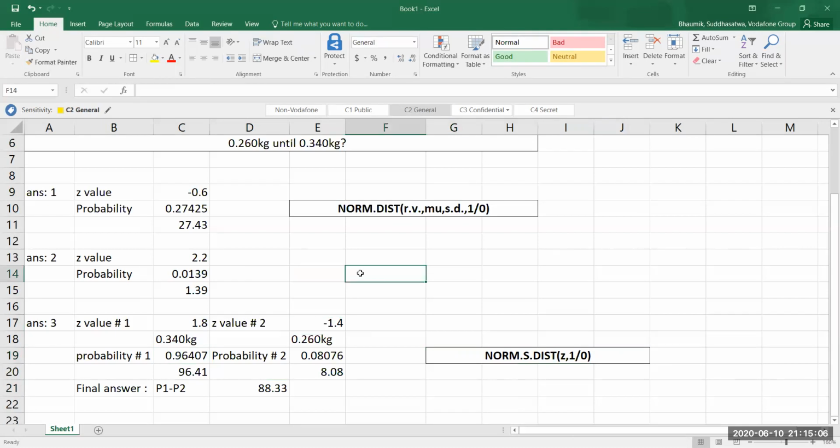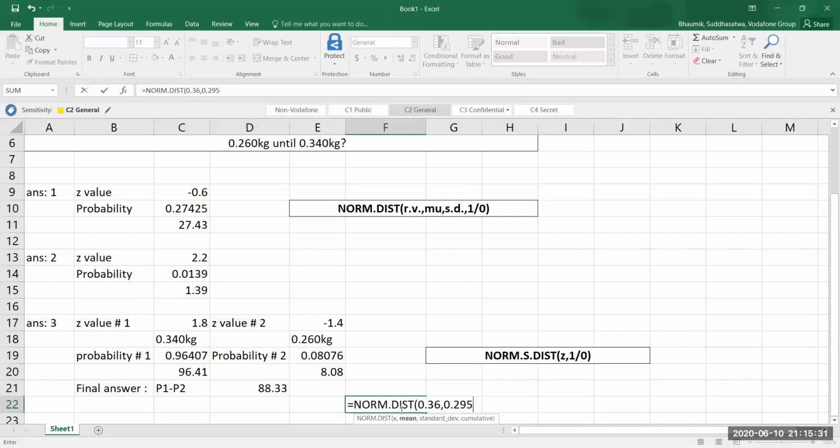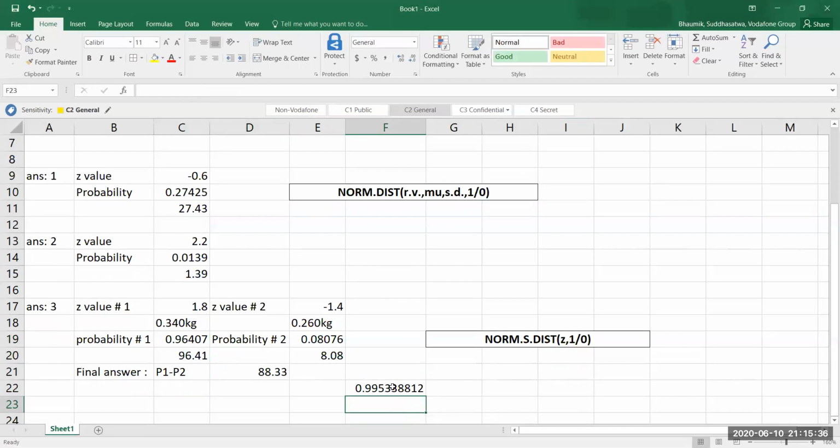Is this clear or are there any doubts? Yeah, so the answer will be the same if we use norm.dist for this. Because what you are doing over here is using 1.8, right? So why not try this? Yeah, so 0.36, 0.295, 0.025, 1. Right? You get approximately the same number.